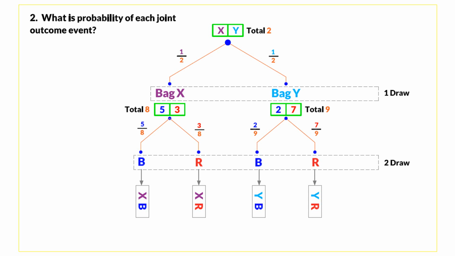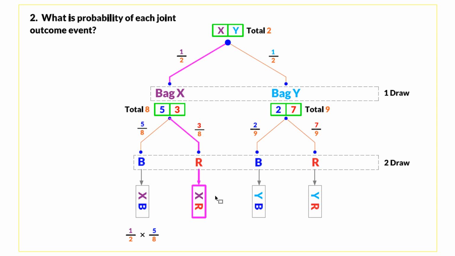So now if we want to find the probability of this compound event, and that is picking bag X first and blue ball second, we highlight the branches leading to this event and we multiply the probability of first picking bag X with the probability of second picking blue ball here, and we get 5/16.